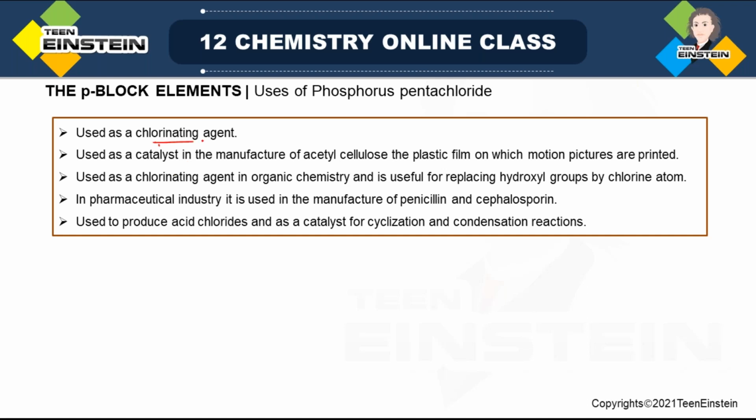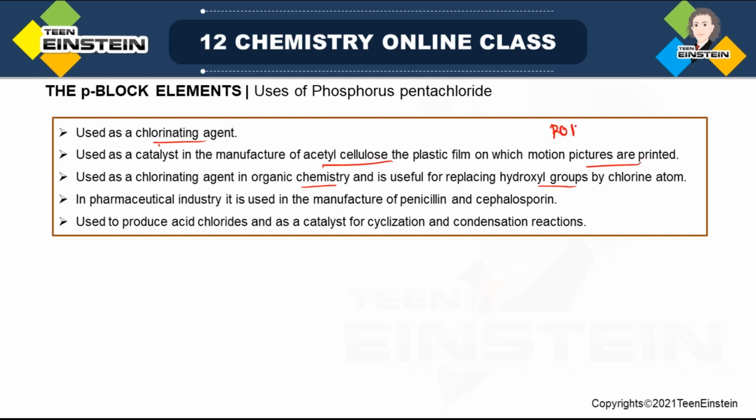Used as a chlorinating agent, the last reaction that you have seen. Then used as a catalyst in the manufacture of acetyl cellulose, the plastic film on which motion pictures are printed. So these are industrial applications. Then, as a chlorinating agent in organic chemistry, it is useful for replacing a hydroxyl group by chlorine.